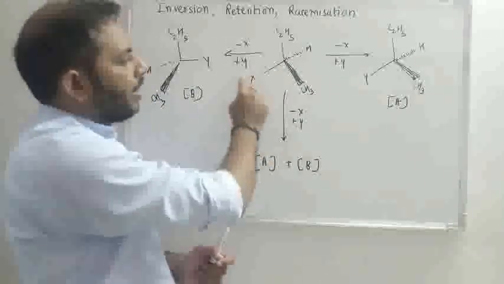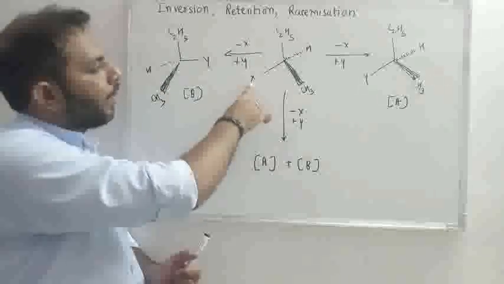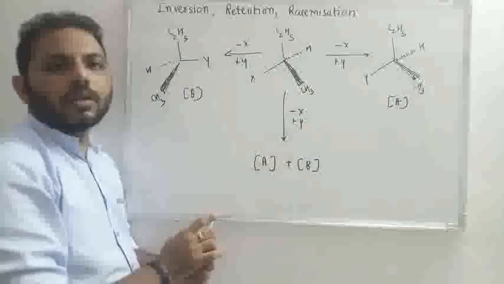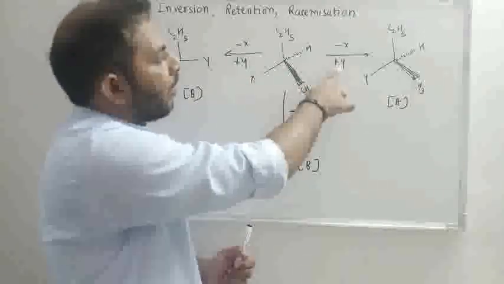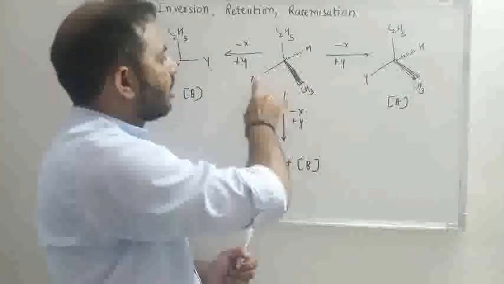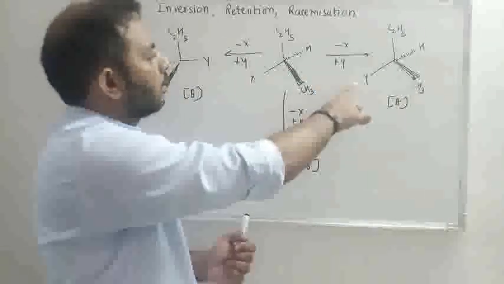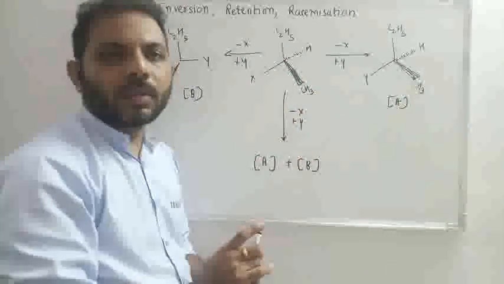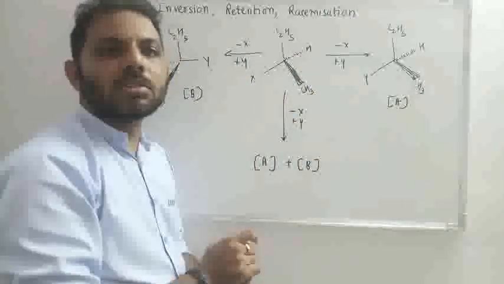So x is replaced by y. But if you see, the position of x remains the same. Although the substitution reaction has taken place, x has been replaced by y, the y is at the same position where x used to be, right? The position of x is not getting changed. So y has replaced x, but the position remains the same.